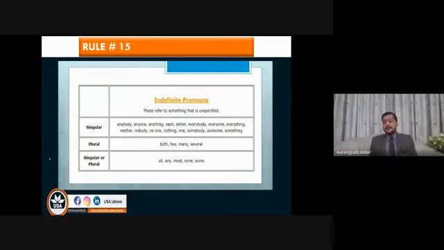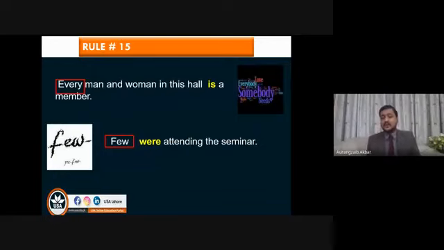Then in rule number 15 we discussed indefinite pronouns. An indefinite pronoun is a pronoun where we are not specific, where we are not sure. There are different types: singular, plural, and both singular and plural. Some pronouns are singular, some are plural, and some are both. While observing this rule, we need to take care that in the first sentence, "every" is singular, so the verb is singular. In the second case, "few" is plural, so the verb would be plural.